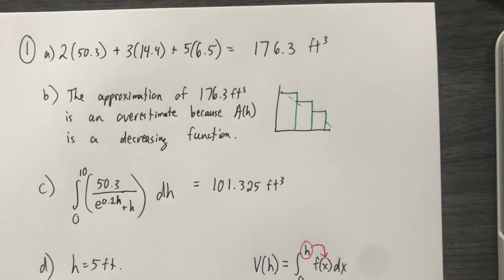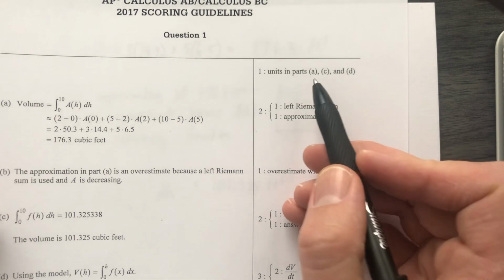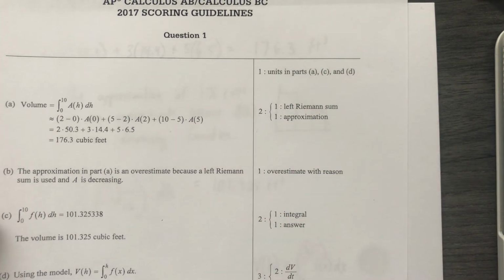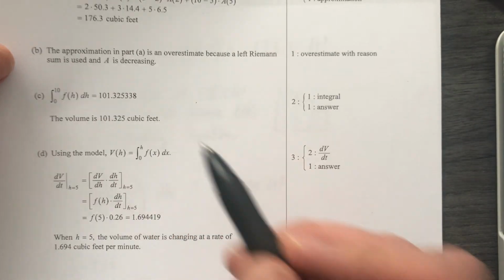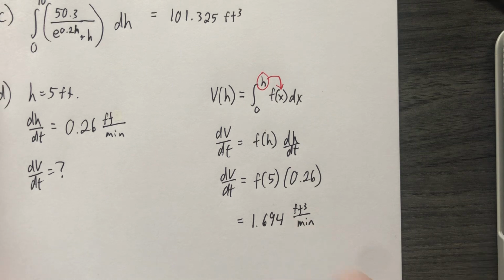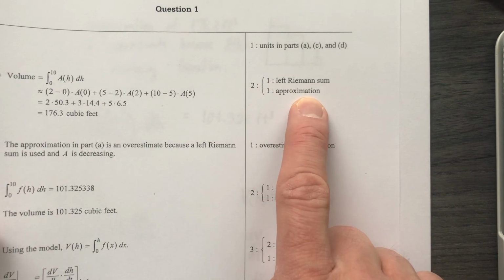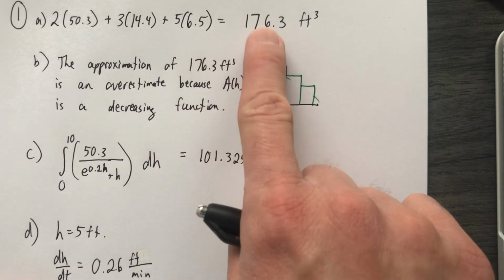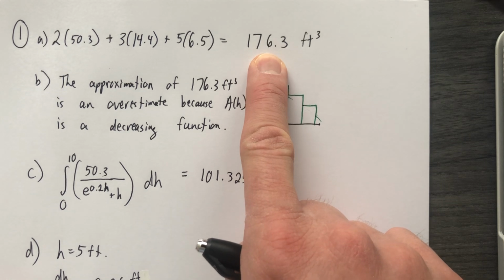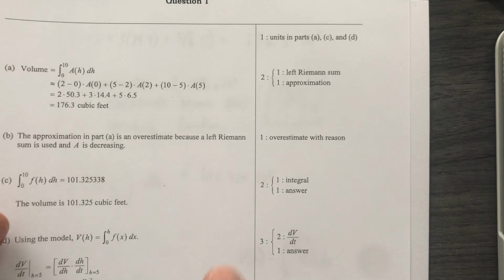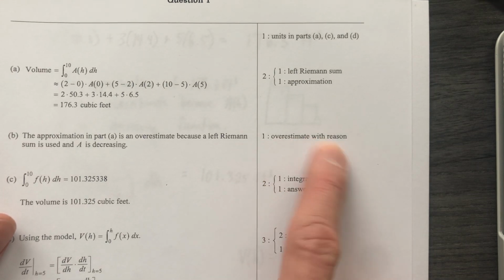All right, part A. I need the units in part A, C, and D. That's worth 1 point right there. All those things are present and they are correct. So cubic feet, and cubic feet per minute. Cubic feet per minute. Good so far. All right, part A, actually, the left Riemann sum and the approximation itself. Left Riemann sum, and boom, got it. We've earned 2 points there, already earned a point for the units, so we're up to 3 points so far. Part B, I get my overestimate and the reason, that's worth 1 point.